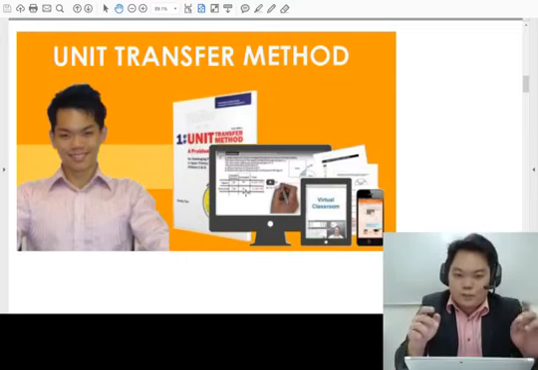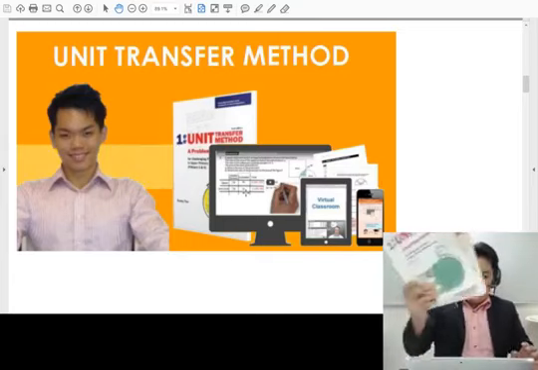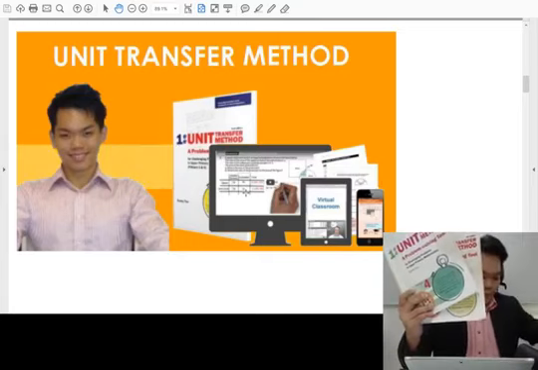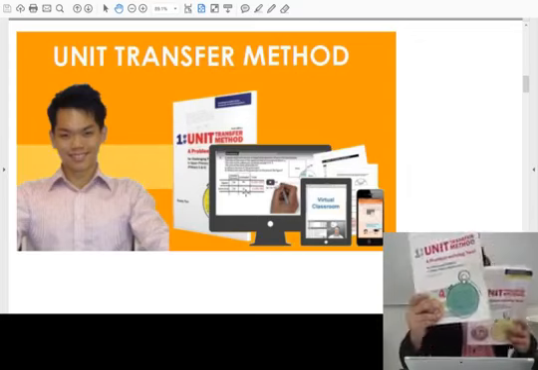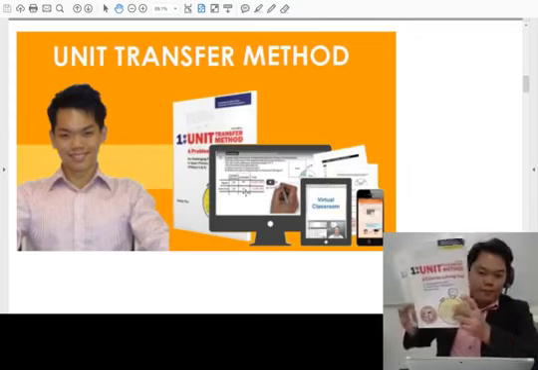So instead, what I'm going to introduce is an effective problem-solving technique that is more universal and can cover all types of word problems. So these are the unit transfer method books that I have with me. This one is for P4. This one is for P5 and P6. Okay?